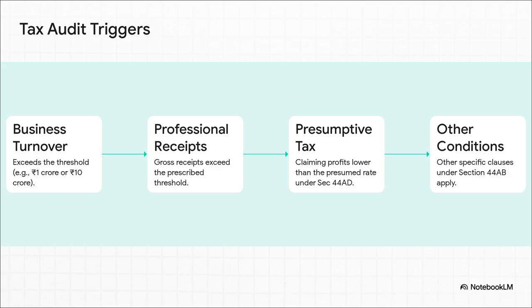Was the audit triggered because the business turnover crossed that threshold? Or maybe it was because the gross professional receipts were too high. A really common one is for businesses on a presumptive tax scheme that are declaring profits lower than the presumed rate. Each one of these is a different subclause, and you've got to pick the exact one that fits.